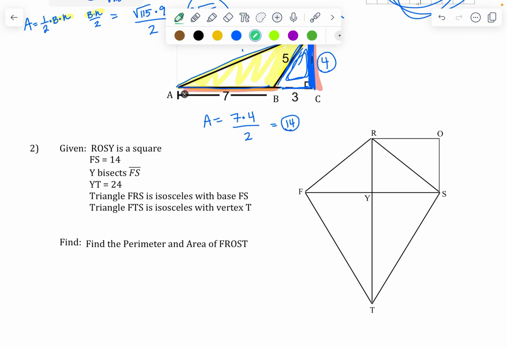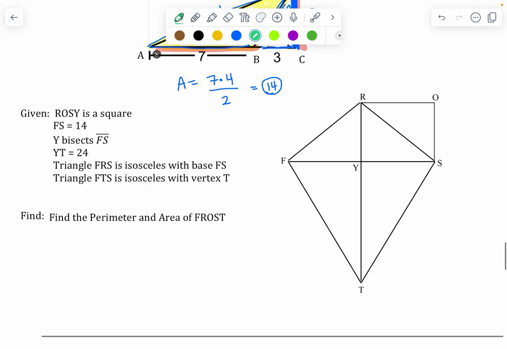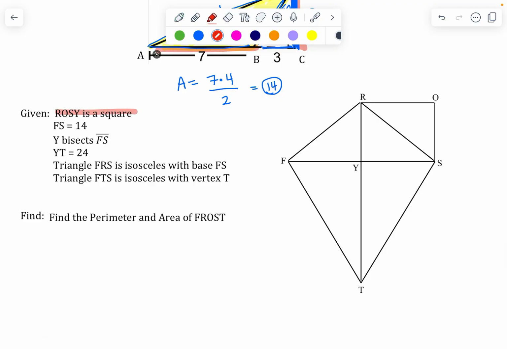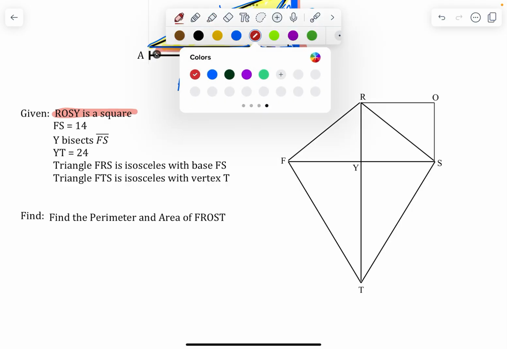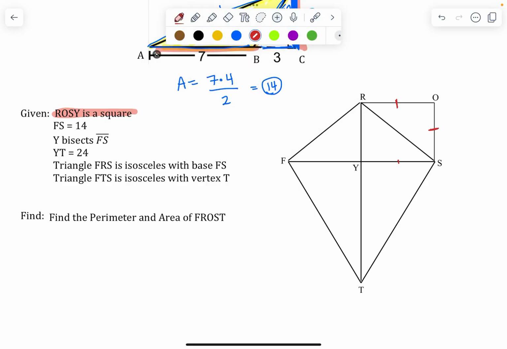Okay, so hopefully you had a chance to try this. I'm going to go through the givens. ROSY is a square. So when I read that, I think, if ROSY is a square, I know all sides of a square are equal, so I'm going to mark them equal. I also know that there are right angles in each corner, so I'm going to mark those too.